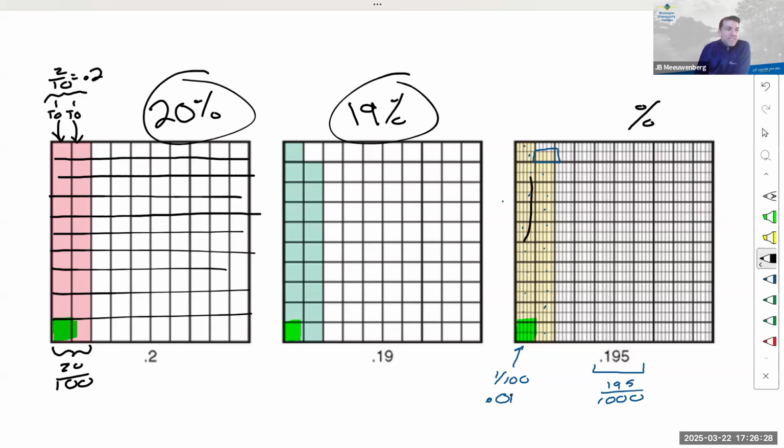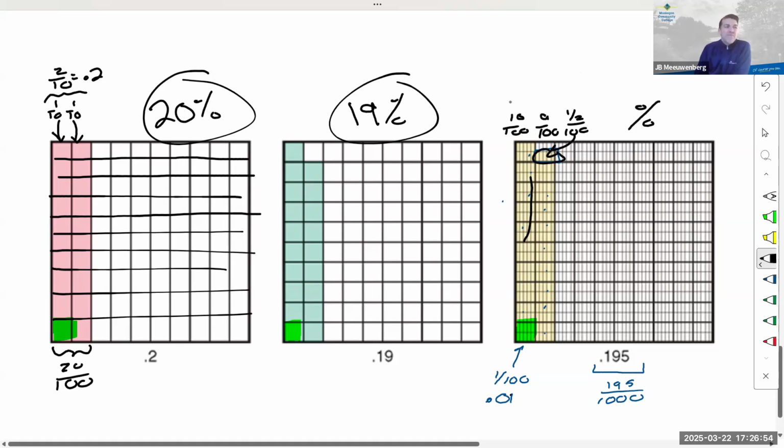We started this conversation by saying that there's 10 hundredths here, and then there's another 9 hundredths here, and then there's another half of a hundredth right there, right? So we have 10 hundredths, 9 hundredths, and then another half of a hundredth. So if we then just combine these, add these all into one number, 10 plus 9 is 19. Wouldn't that be 19.5%?